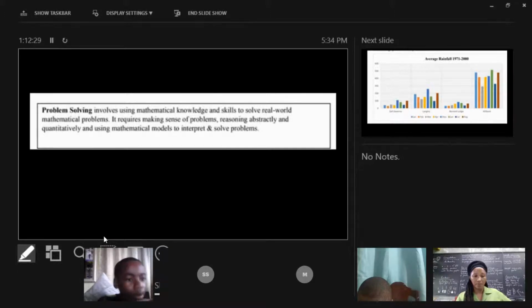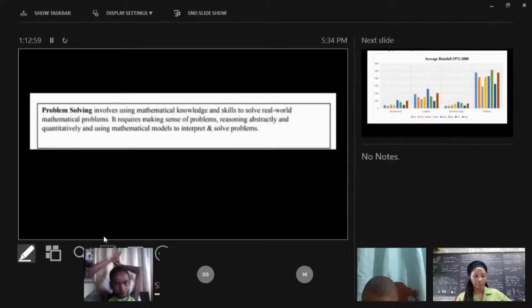Problem solving involves using mathematical knowledge and skills to solve real world mathematical problems. It requires making sense of problems, reasoning abstractly and quantitatively, and using mathematical models to interpret and solve problems.